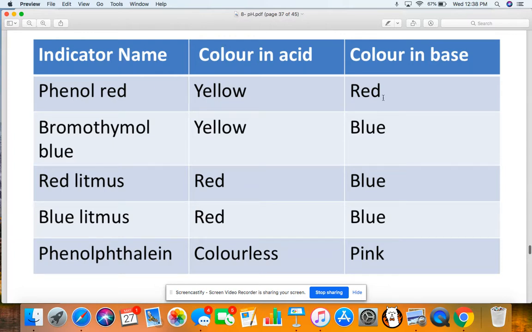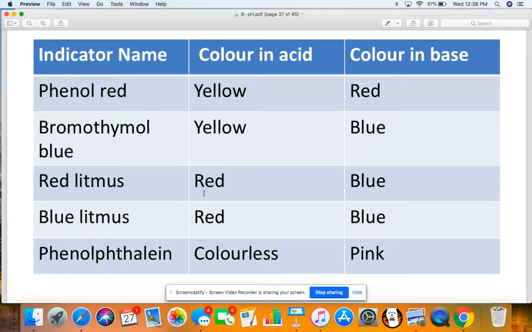Phenol red is going to be red only when there's a base present. It's going to change color. With an acid, it's going to go yellow. Bromothymol blue starts blue. Same thing, it's going to stay blue if it's a base, but it's going to change colors for an acid. It's going to go yellow.